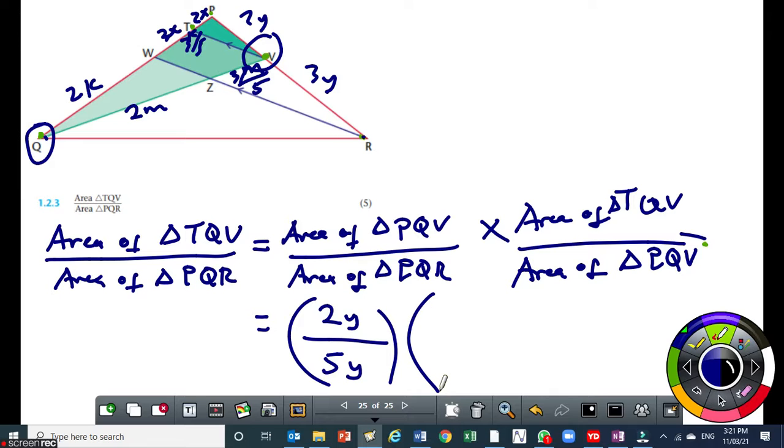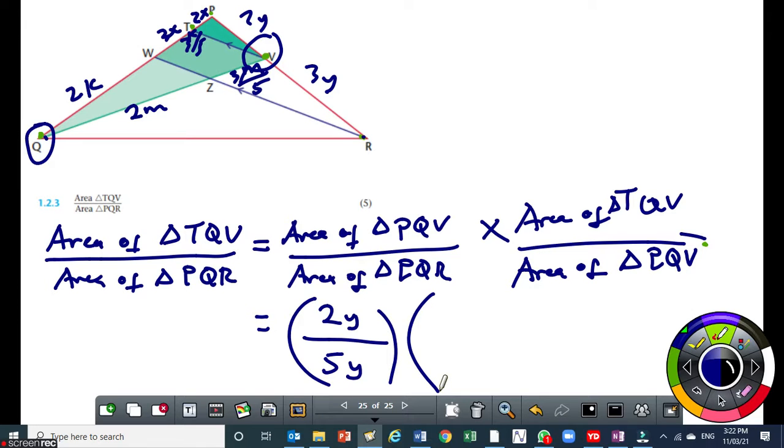Make sure you know that. I think I told you that the other day. That if two triangles share a common vertex, and their bases are on the same straight line, it means that the ratio of their areas will be equal to the ratio of their bases. I spoke about this maybe on day 1, day 2, somewhere. Okay?